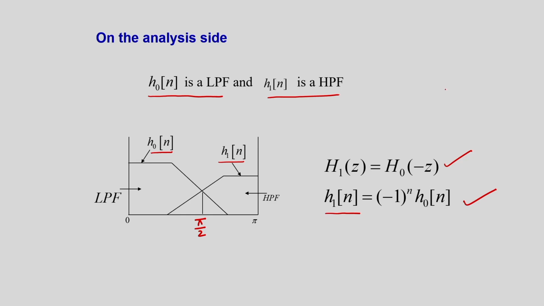So what is H0z? That is the transfer function of the low pass filter, in the z domain. I am considering the Z transform, and H1z is the transfer function for the high pass filter. So this is the concept of the Quadrature mirror filter. If I know the low pass filter, from the low pass filter I can determine the high pass filter, because the center of symmetry is pi by 2.